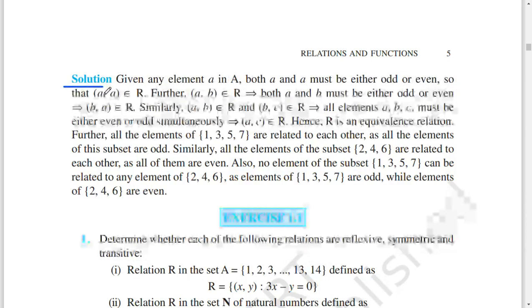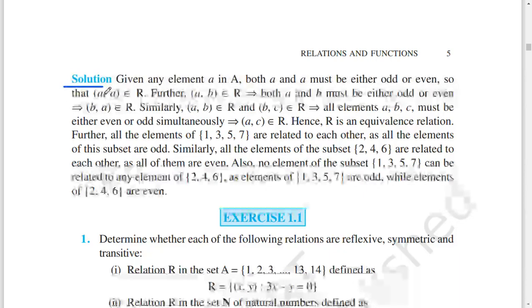Further, all the elements of {1, 3, 5, 7} are related to each other as all the elements of the subset are odd. Similarly, all the elements of the subset {2, 4, 6} are related to each other as all of them are even. Also, no element of the subset {1, 3, 5, 7} can be related to any element of {2, 4, 6} as elements of {1, 3, 5, 7} are odd, while elements of {2, 4, 6} are even.